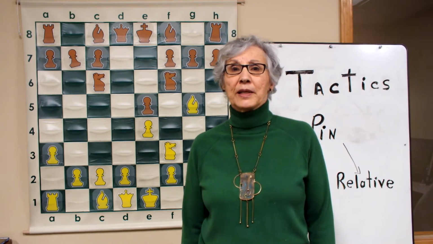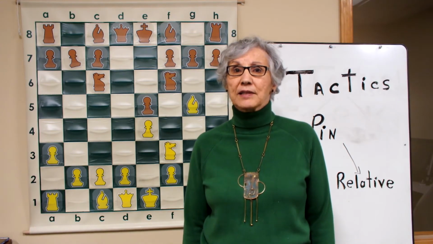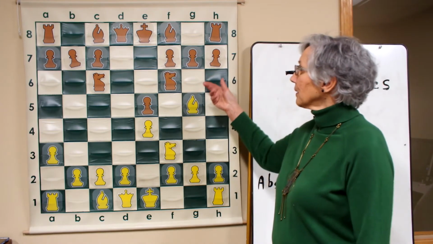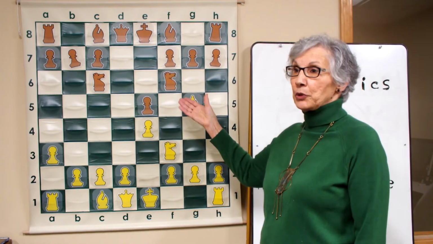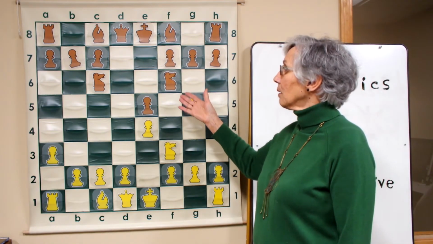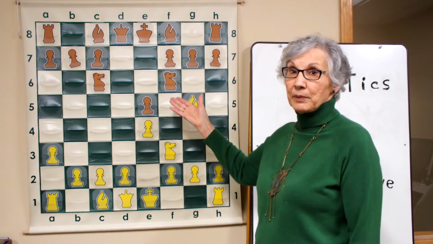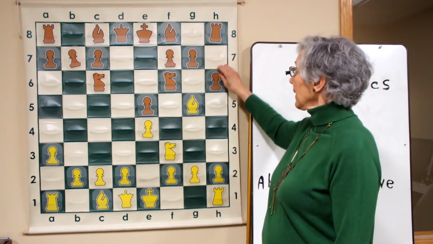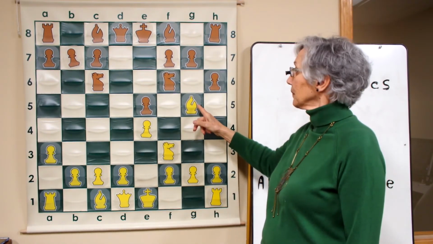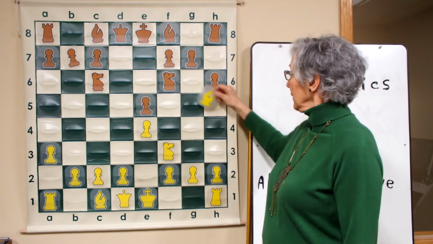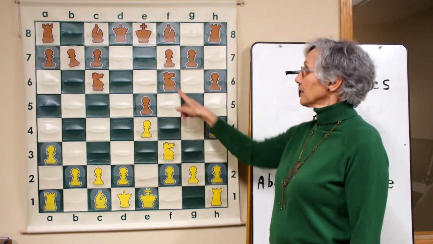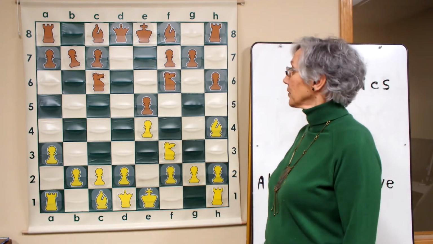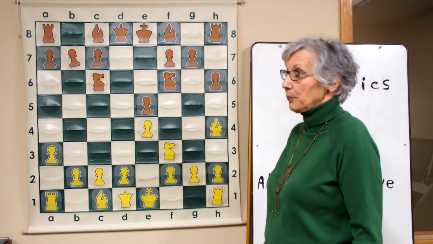So let's take a look at how to get out of a pin. You never want to be in a pin. You want to get out of a pin as fast as you can. So let's take a look. Black can make a number of moves, and only one of them is going to be very effective. Black can attack the bishop, but the bishop can just move back and it's still pinning the queen. So it's not effective. It doesn't break the pin.